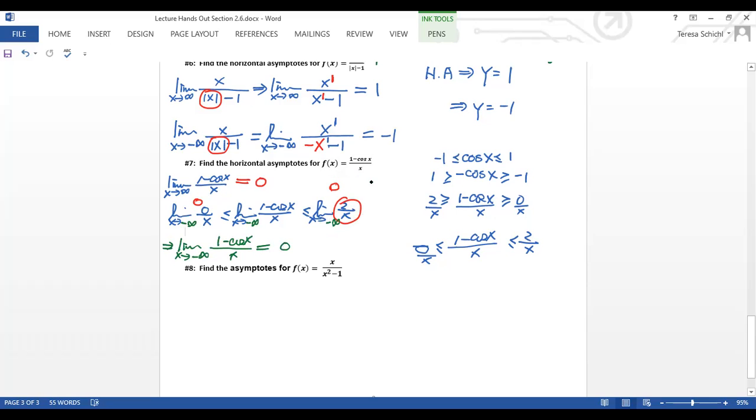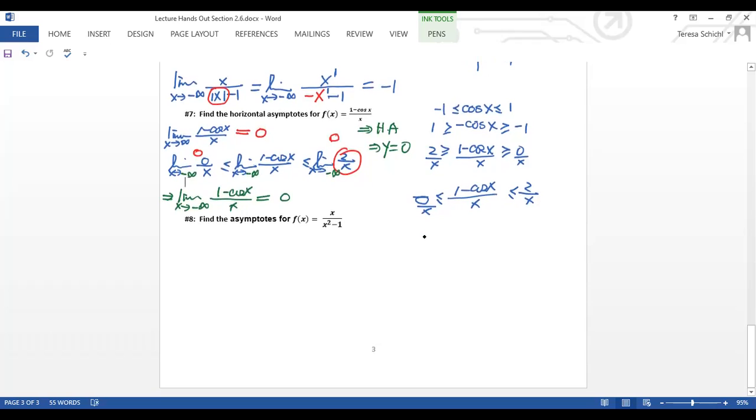So how many horizontal asymptotes do I have? I only have one, right? It is y equals 0. That means it's the x-axis. All right. Okay, so now number 8, this is a good review.